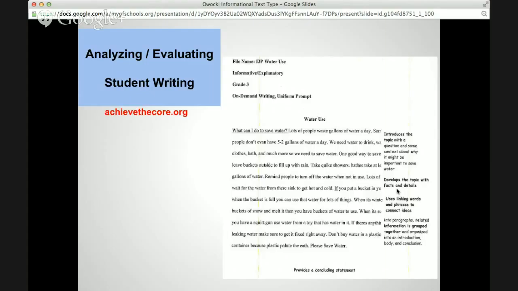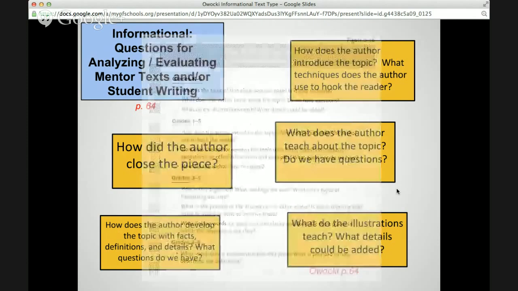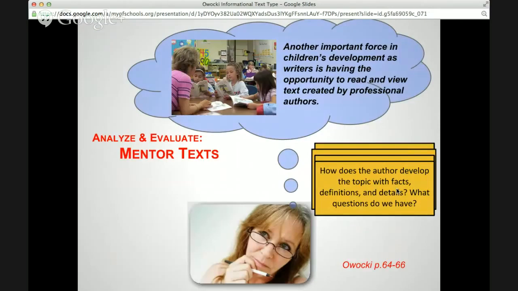And you can give this to kids at the end of their analysis and evaluation so that they can be independent as well. We know Owocki on page 64 gives you the questions for analyzing and evaluating texts. Allie has provided on the hub those same questions now turned into question cards so that for each small group, you can have that set of cards right in the middle of that table so that they have the criteria that they need to evaluate the writing.